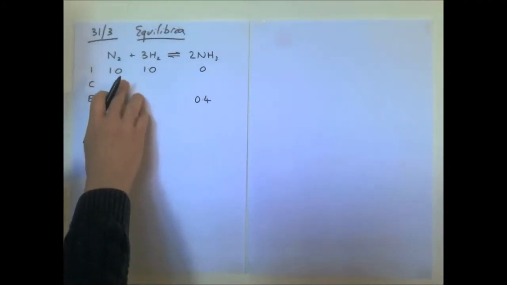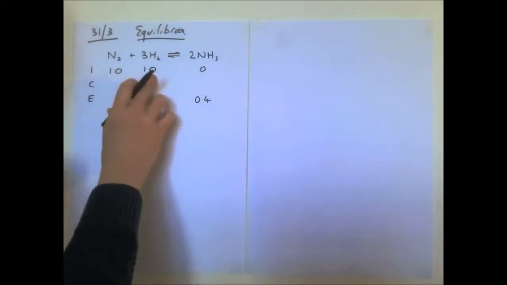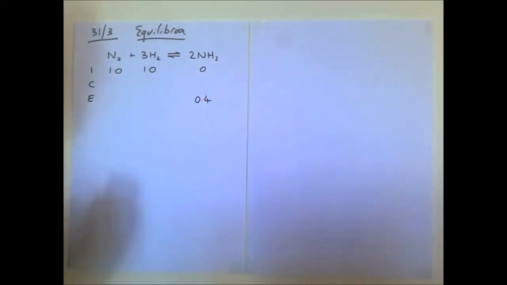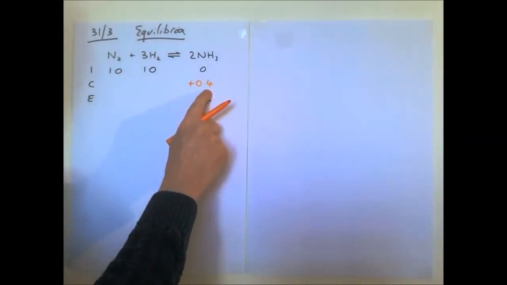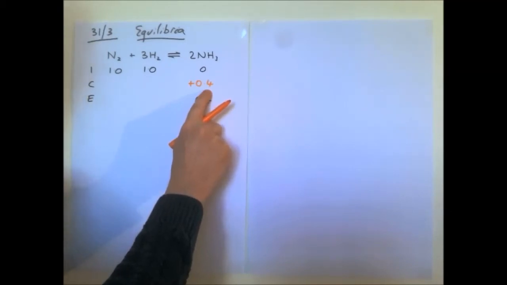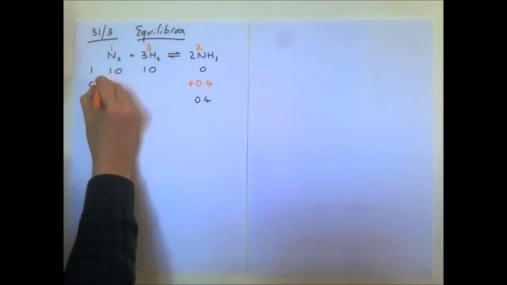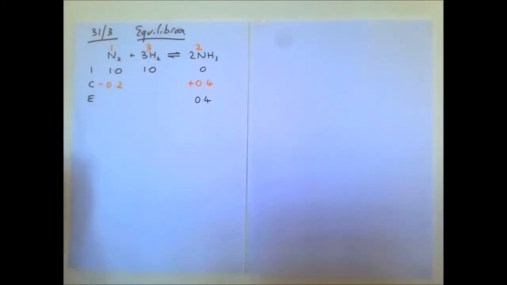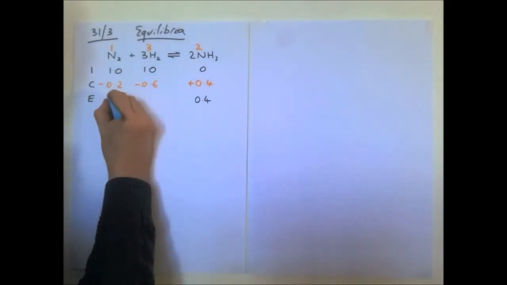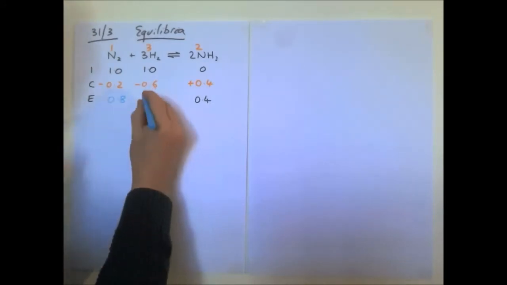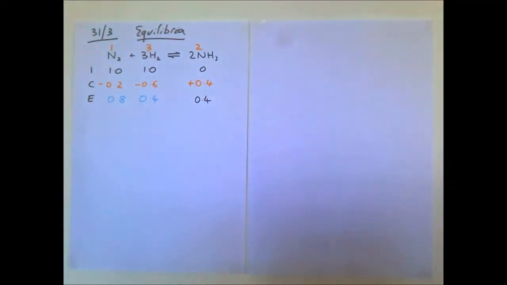Okay, so let's just start off with 1 mole of each. Let's keep it simple. And then at equilibrium, I've got 0.4 moles there. So what's happened? Well, the equilibrium amount of ammonia has obviously gone up by 0.4. When I'm doing the change line here, remember that the change line needs to be in the same ratio as the balancing numbers. So 1 to 3 to 2. So if that's gone up by 0.4, then this will have gone down by 0.2. There's a 1 to 2 ratio. And then this will have gone down by 0.6. So that gives me my final values here. The equilibrium value of nitrogen is 0.8 and the equilibrium value of hydrogen is 0.4.